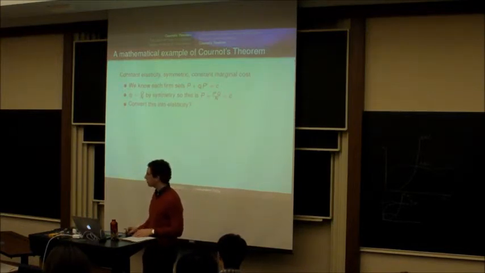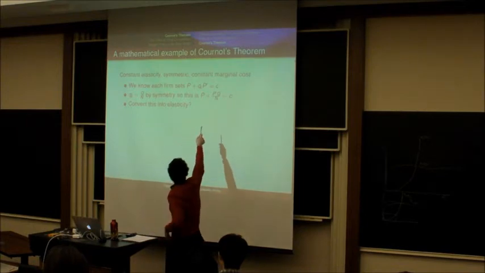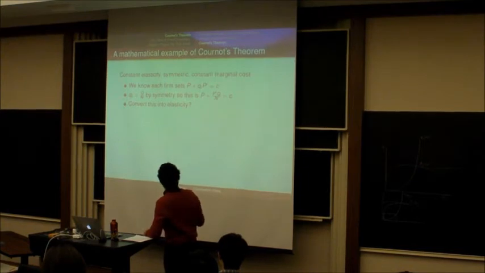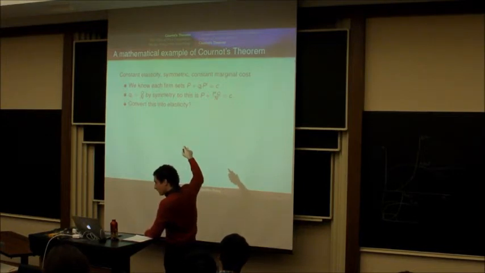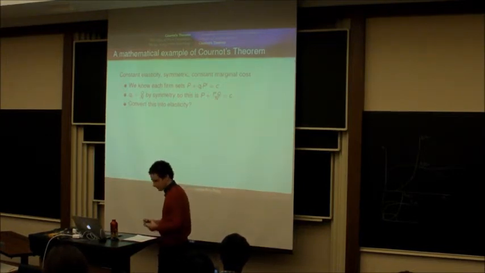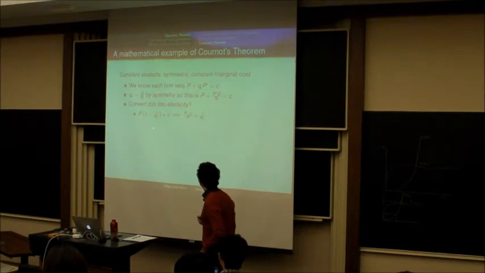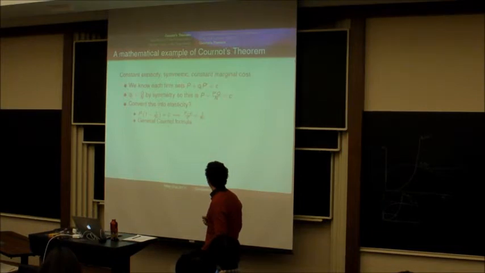Could you convert this expression into an elasticity? Yeah, you have P, and then you have the 1 minus 1 over n times the elasticity. Yeah, exactly. So you have P times 1 minus 1 over n times the elasticity, right? And that's equal to cost, and that gives us the Lerner formula that we had from before.